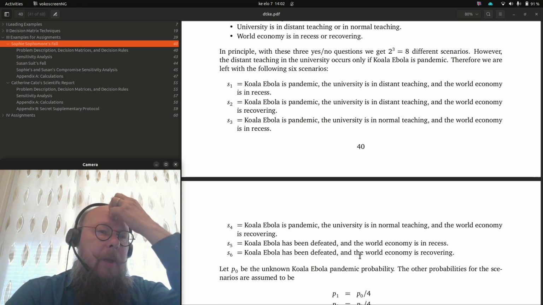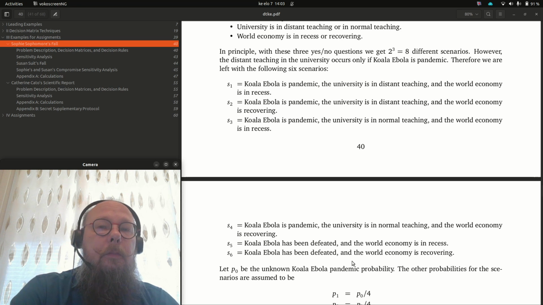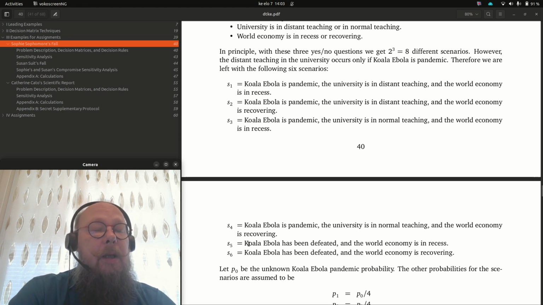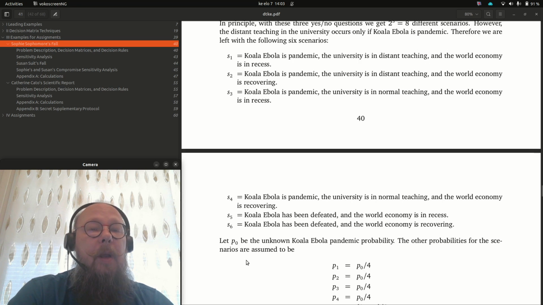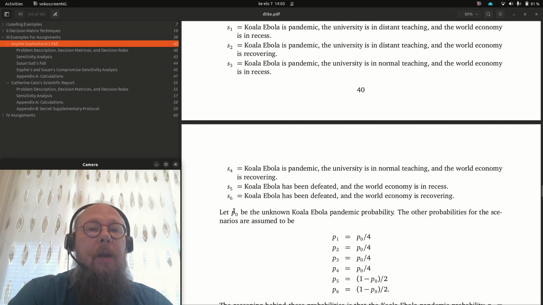Then we need the probabilities for these scenarios. Sophie Sophomore will be using a stochastic decision rule. So this means that the probabilities for the scenarios will be needed. In your assignment, if you decide to use a non-stochastic rule, then you don't need these probabilities. So it's up to you what kind of rule you use. Here we use a stochastic rule, so we need probabilities for these scenarios.